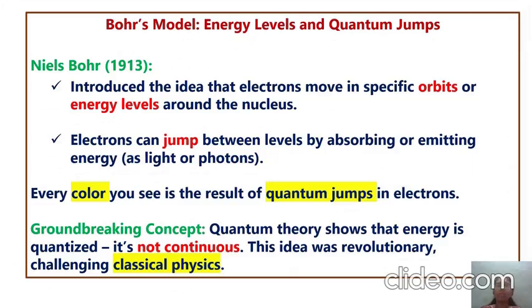And then came Niels Bohr in 1930. He said that electrons are in specific orbits or energy levels. He also said that electrons can jump between levels by absorbing or emitting energy. As we have seen in our school days, it emits photons. Now, have you ever wondered that every color we see around us is a result of quantum jumps in electrons? Yes, of course, which was a groundbreaking concept that challenged classical physics.